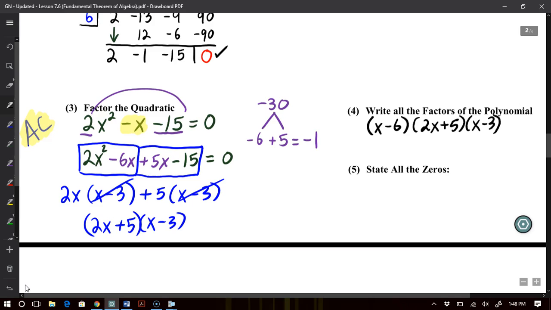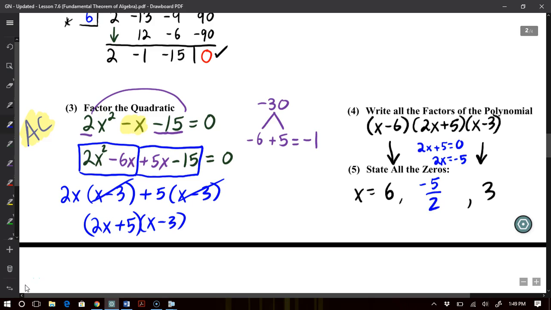So those are the factors of that polynomial. If I want to state the solutions, set each one equal to 0. X minus 6 equals 0, x equals 6, which is what we said back up in the beginning. I'll do this one. X minus 3 equals 0, x equals 3. If you set 2x plus 5 equal to 0, your first step would be to subtract 5, and then you would divide by 2. So I get -5 halves.